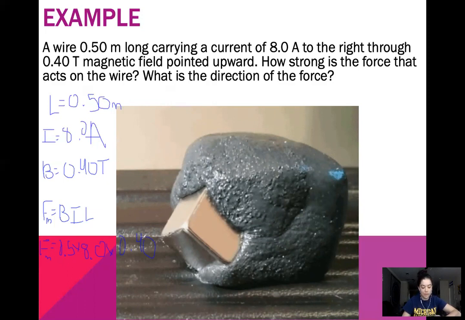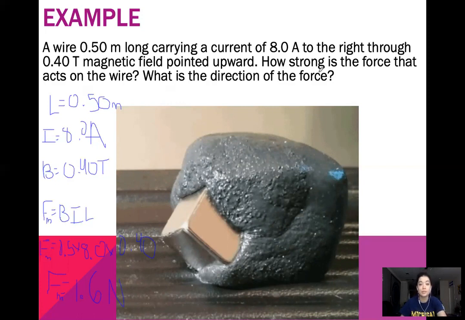0.5 times 8 times 0.4. I got 1.6. Double check me. I hope you get 1.6 too. Our force of the magnetic field is 1.6, but we're not done. We have to have a unit. What unit is that? Newtons. All forces are measured in newtons.